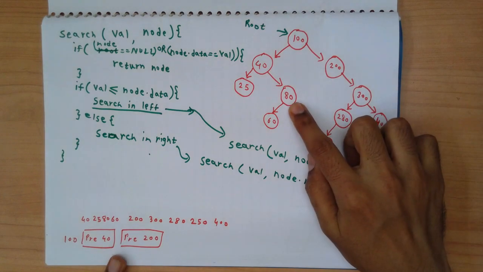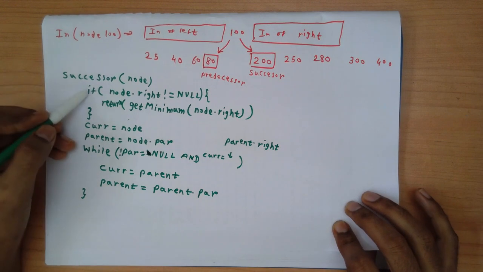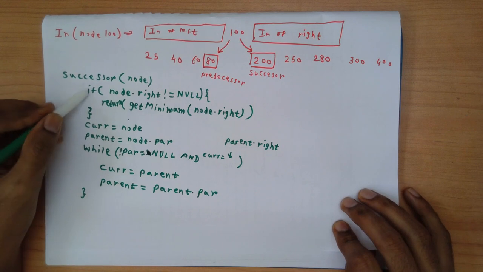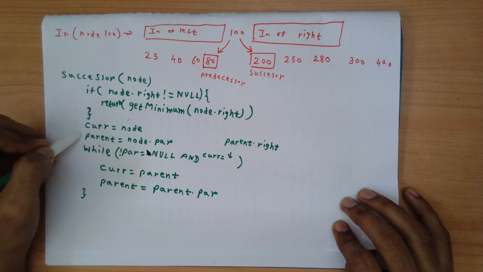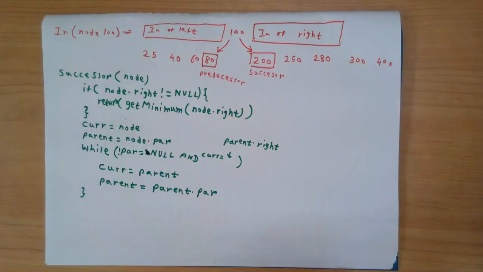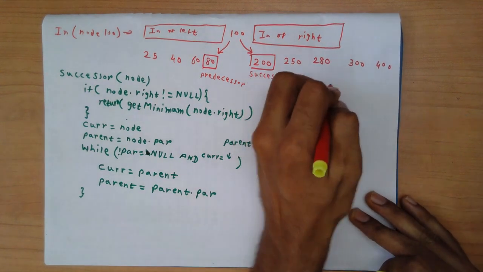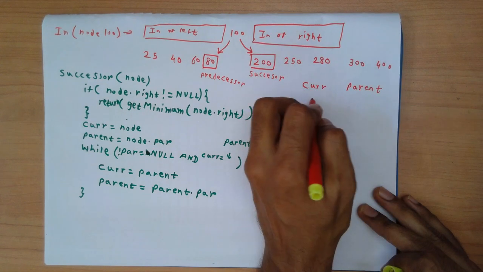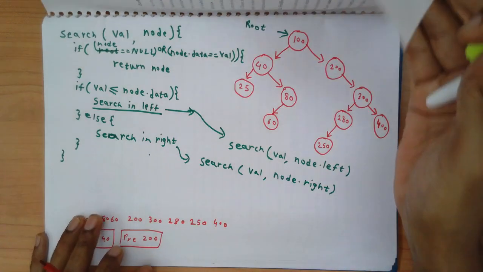It doesn't have a right child. So if I try to find the successor for 80, is node dot right equal to null? Yes, it is null. In that case, I cannot find the minimum in the right subtree. Now my current will be 80, my parent will be 40. So let's write down our current and parent values. I start with current as 80 and my parent is going to be 40.